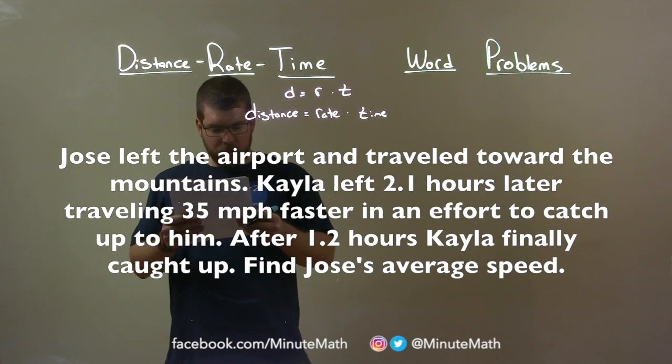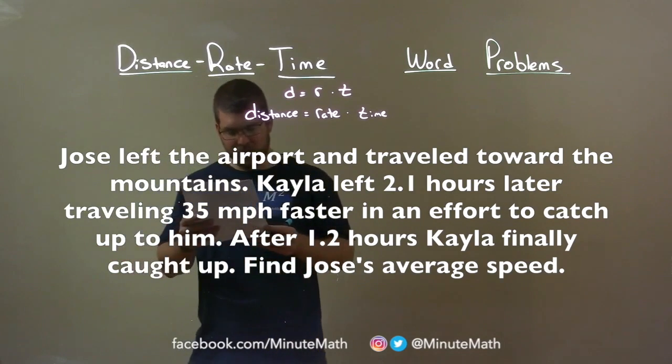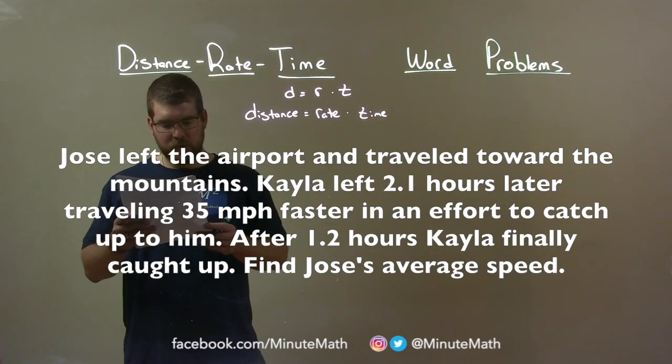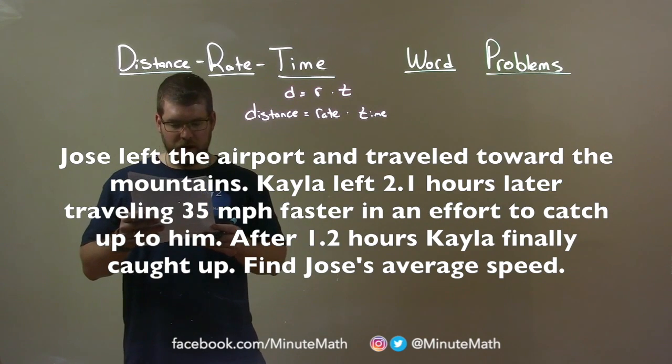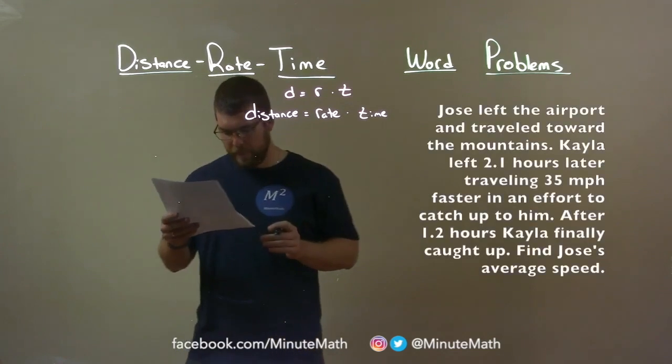Josie left the airport and traveled toward the mountains. Kayla left 2.1 hours later, traveling 35 miles per hour faster in an effort to catch up to him. After 1.2 hours, Kayla finally caught up. Find Josie's average speed.